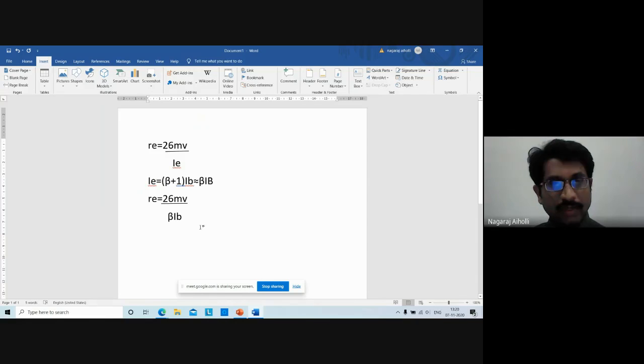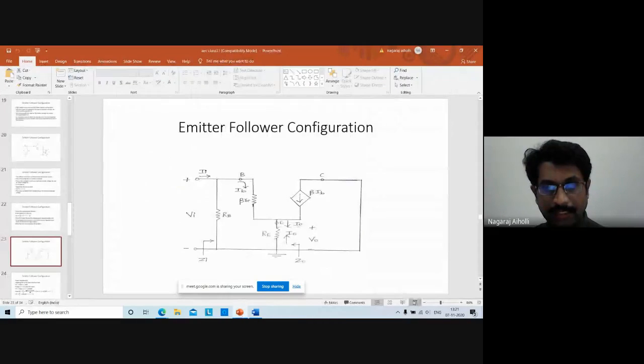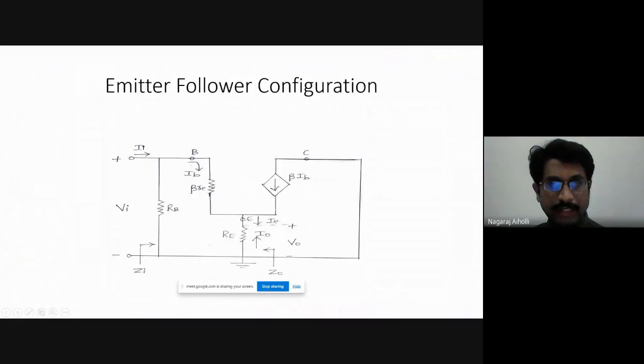Now, what will be the formula for IB? Beta re I will take to the denominator, IB I will take to the LHS. Therefore, IB will be equal to 26 millivolt by beta re. I got the equation for IB. It is 26 millivolt voltage divided by resistance. What is the resistance? It is beta into re. That's why here we are getting this beta re, and the current is IB.